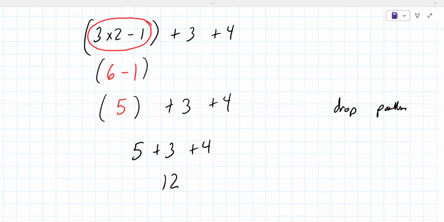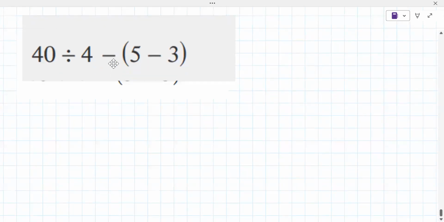So that's not a great example. Let me see if I can find a couple here for us. Here's a couple of good ones. We haven't done much division either, so I'm glad that I found a few here. So here's a problem for you to try. You want to do what's inside parentheses first, and then you can only drop the parentheses once you've done everything inside there.